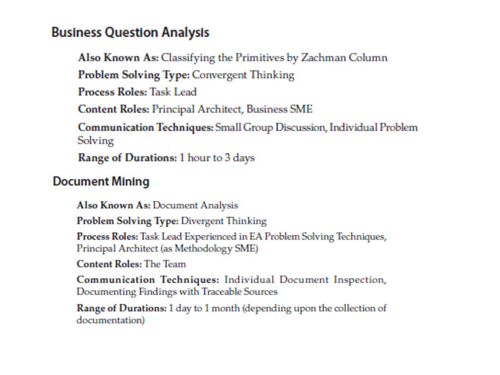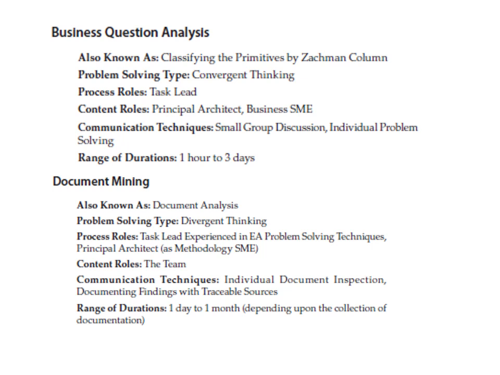So here some catalogs are there. First catalog is business question analysis. Already we have discussed the problem solving patterns. So using these problem solving patterns, we are writing some catalogs. The first catalog is business question analysis. It is also known as classifying the primitives by Zachman column. Previously we discussed there are three types of primary thinking. So here the problem solving type is convergent thinking. Process role is task lead, content roles are principal architect and business SME, communication techniques are small group discussion and individual problem solving. Range of duration is 1 hour to 3 days.